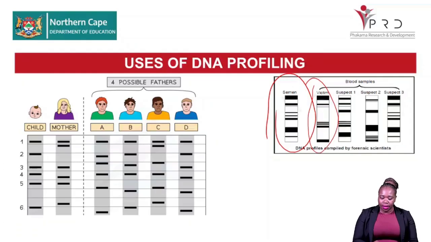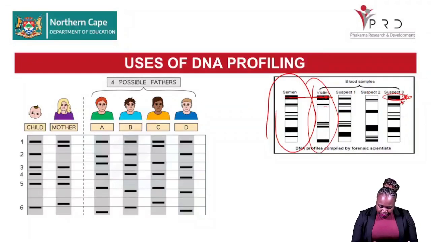So here we will see that the semen matches with the bars of the victim, right? And then it also matches with the bar of suspect 3, right? So suspect 3 and the victim. The second one matches suspect 1 doesn't match because it's a bit thin. It matches suspect 3 again. And then the next one is very thin as well.